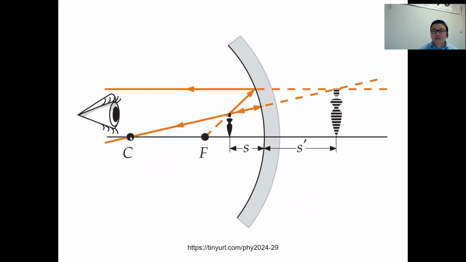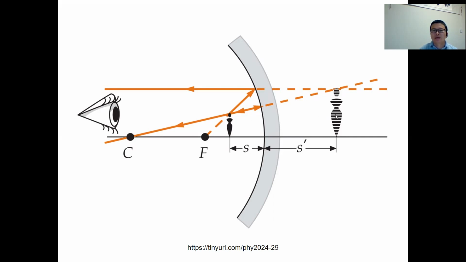Now you can pick a center of curvature ray. It hits the mirror here and gets reflected right back. So you can see the two reflected rays will not meet physically because they are diverging. But if you back extend them, then they will appear to intercept behind the mirror. So that means this image is a virtual image. If you look from here, this is a virtual image.